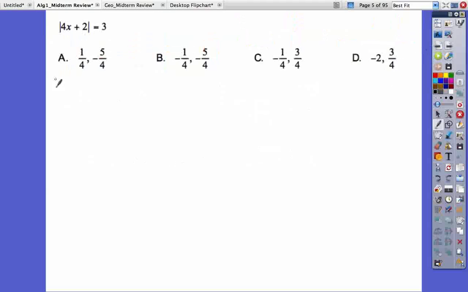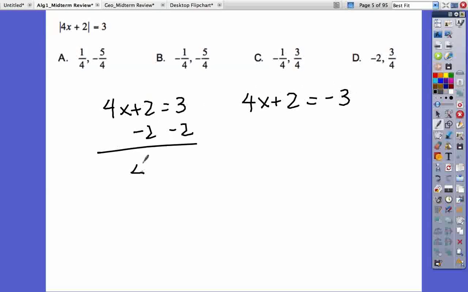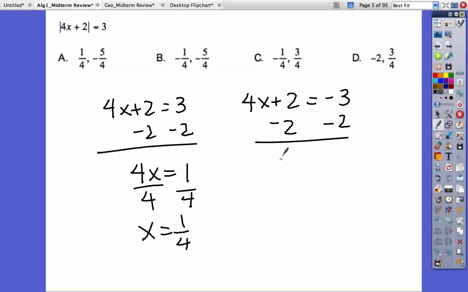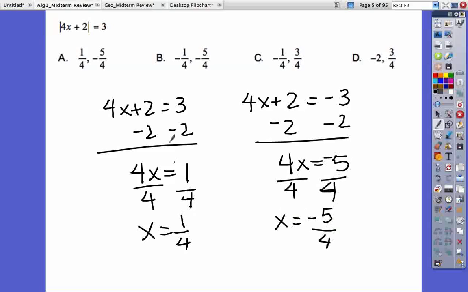And this will be the last problem. I have 4x plus 2 is equal to 3. This is a great problem to pause and do yourself to make sure you understand how to finish this out. Subtract 2 from both sides. 4x is equal to 1. Divide both sides by 4. X is equal to 1/4. Subtract 2 from both sides. 4x is equal to -5. Divide both sides by 4. X is equal to -5 over 4. X is equal to positive 1/4 or -5 over 4.